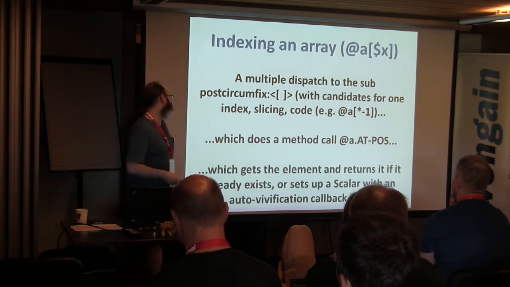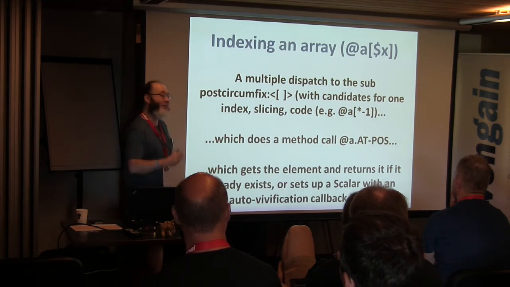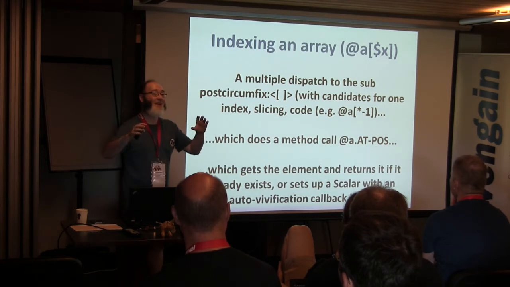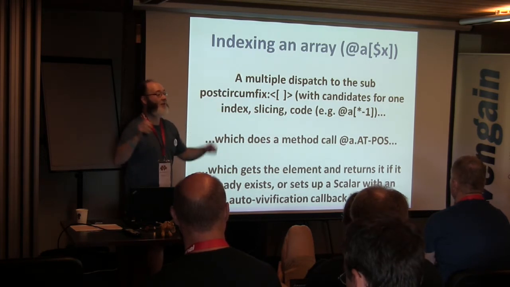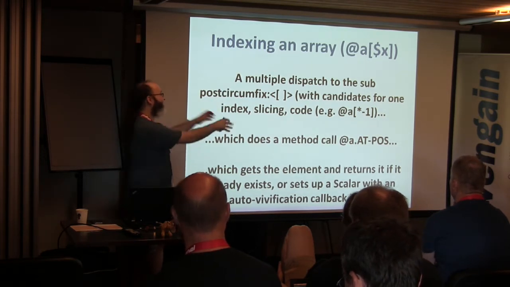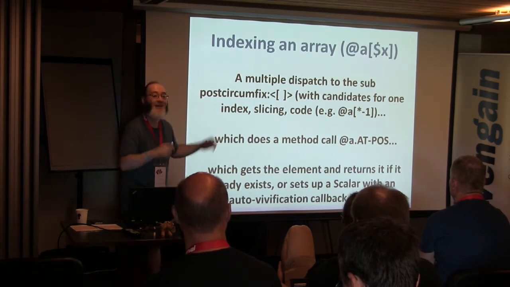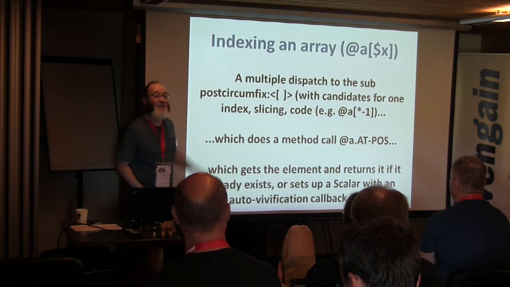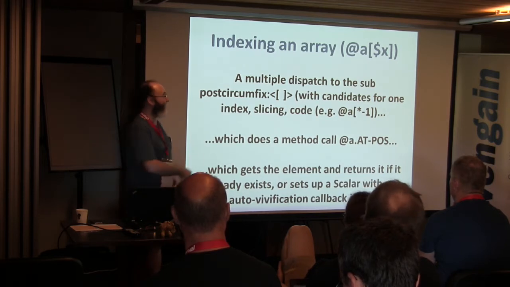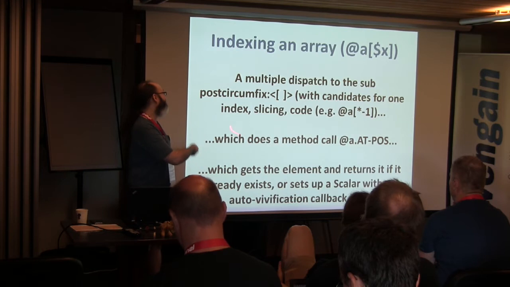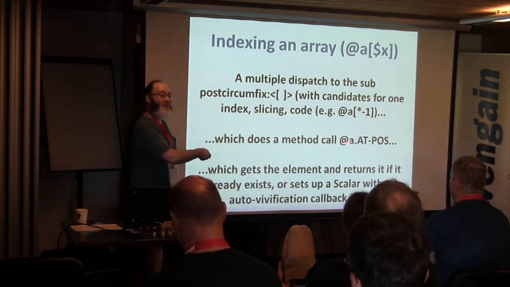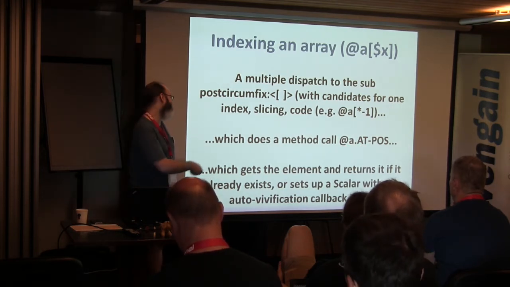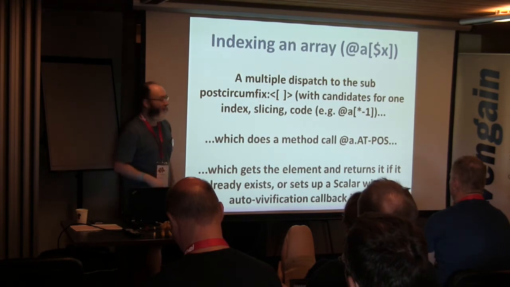And then that's where the magic actually happens. We get the element, we return it if it's already there. If it's not already there, we actually have to make up a scalar and stick something on it so that if you assign to it, then we auto-vivify the slot in the array. And at this point, you might be starting to understand that there's quite a lot of work going on here. Okay, an array index is a multiple dispatch followed by a multi-method dispatch, because that's done with multi-methods too, followed by the actual work.